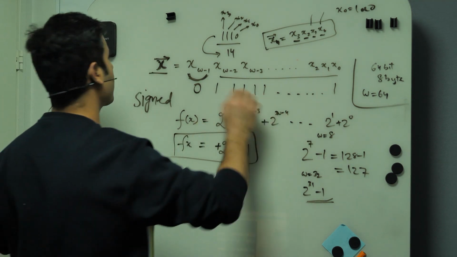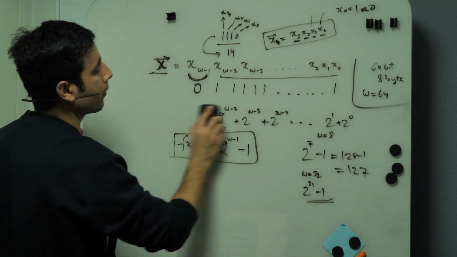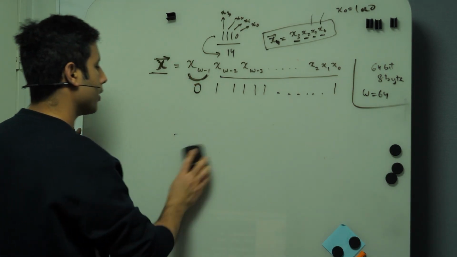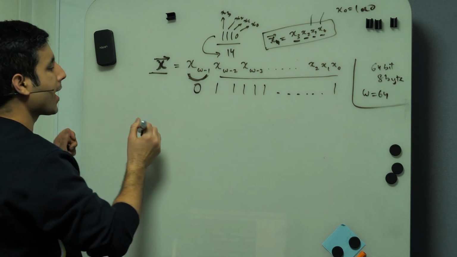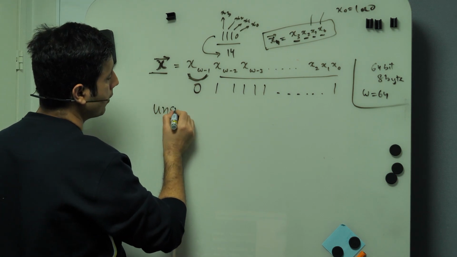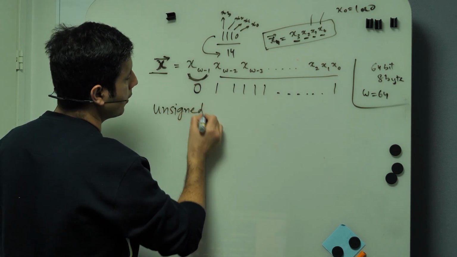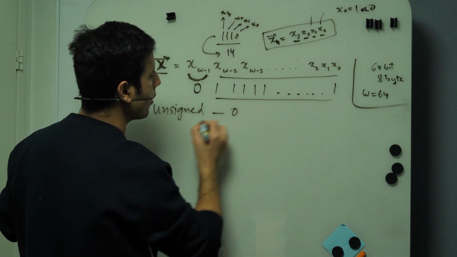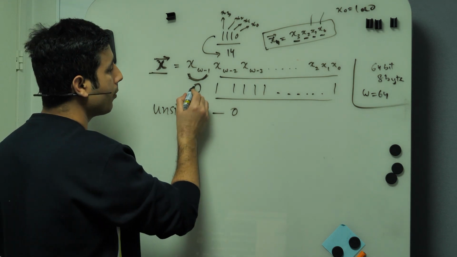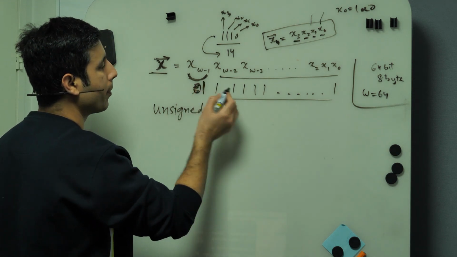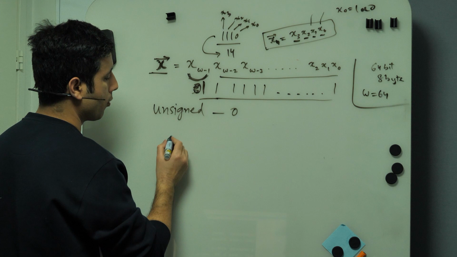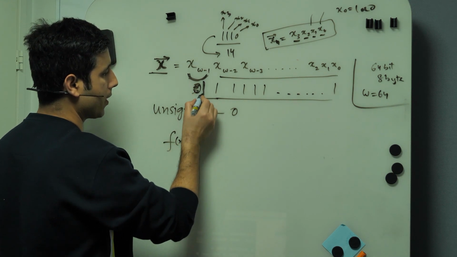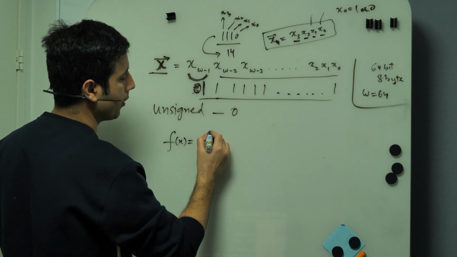Now, what about unsigned encoding? For unsigned encoding, it's quite easy. The lowest number for unsigned encoding is obviously 0. All the bits would be 0, so 0. But for the highest number, all the bits, including this one, would be 1, right? So we can calculate this. This time even the first bit would contribute.